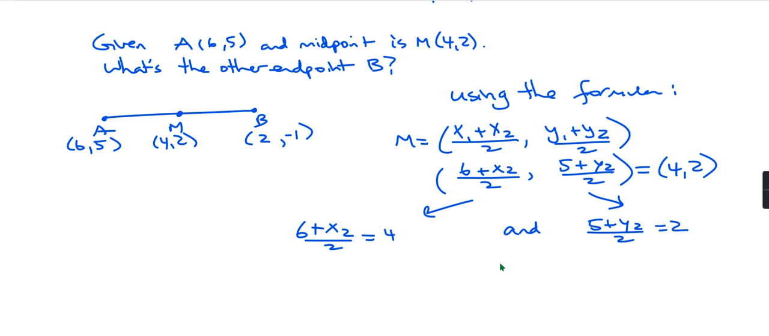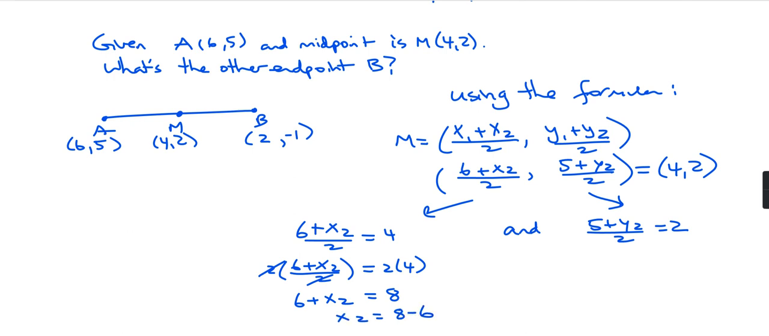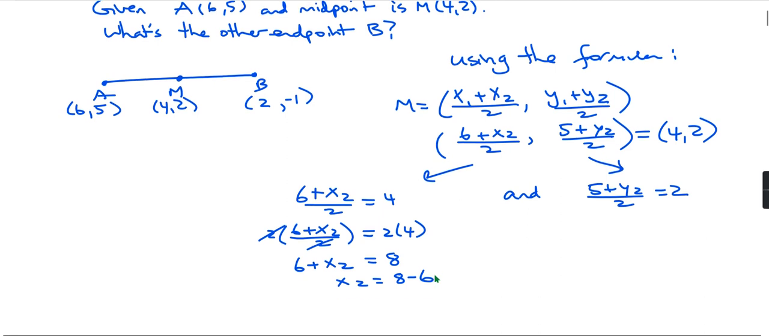To solve these equations with the fractions, remember how we cleared fractions before? You can multiply both sides by the denominator. Make sure you do it to both sides. And so here, this 2 and this 2 would reduce, and I'm left with 6 plus x2 equals 8. x2 equals 8 minus 6, and then x2 equals 2, which we did by reasoning up here.